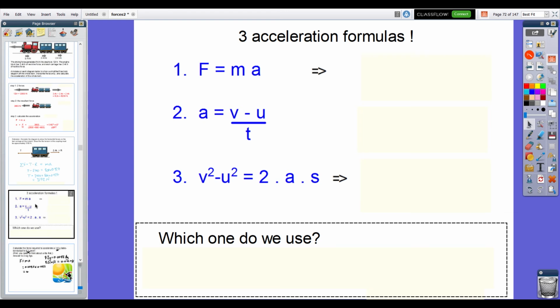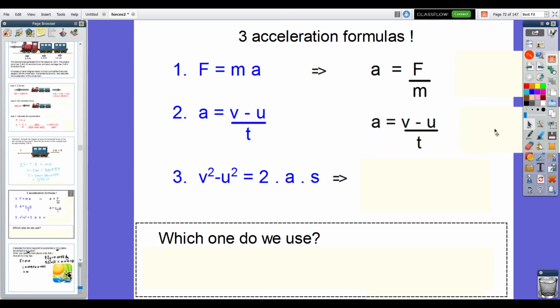Okay, a little point I'd like to bring your attention to here. We've actually got 3 formulas for acceleration now. We've got F equals ma, which we can change to a equals F over m. We've got our definition of acceleration, which is a equals v minus u over t. We've also got v squared minus u squared equals 2as, and remember, if you just leave that alone, you divide by 2s. So 3 ways to calculate acceleration.